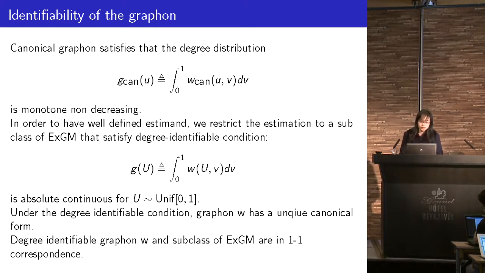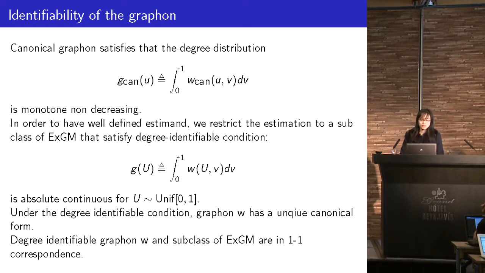But even under such a situation, our estimate will not be uniquely determined. So we add another restriction called the degree identifiable condition, which asks that the random variable U put into the graphon, and the degree distribution, will be absolutely continuous.